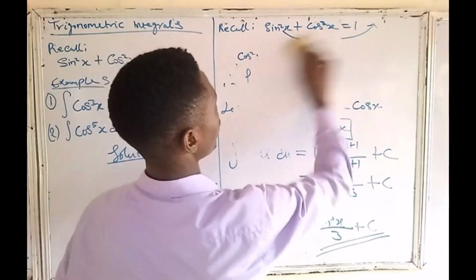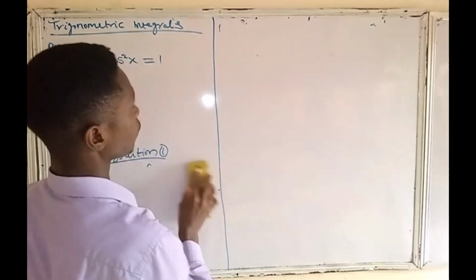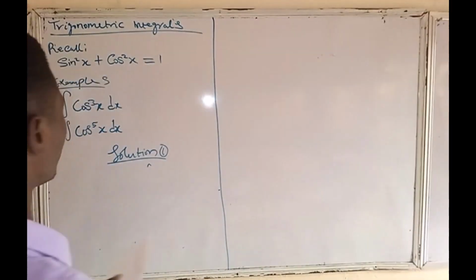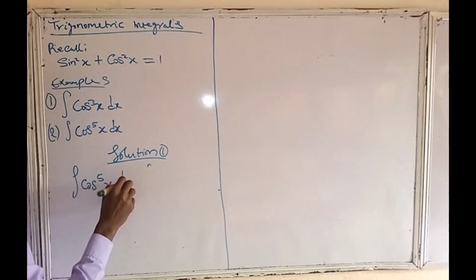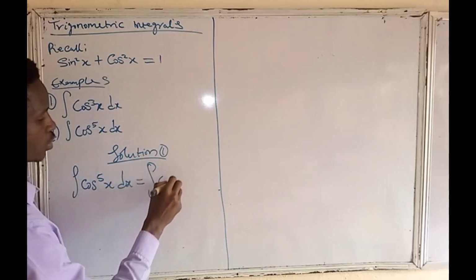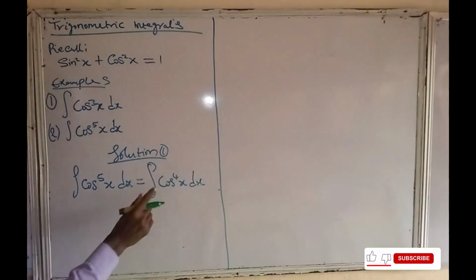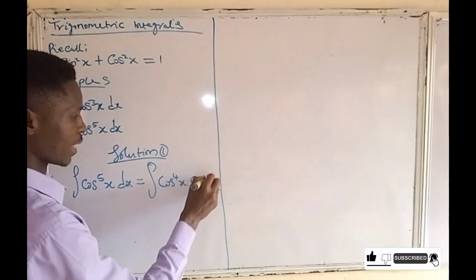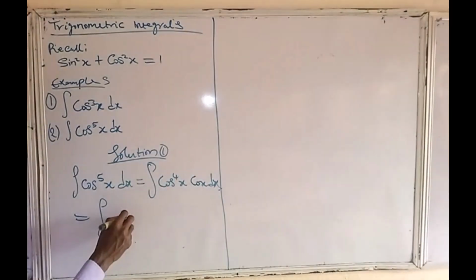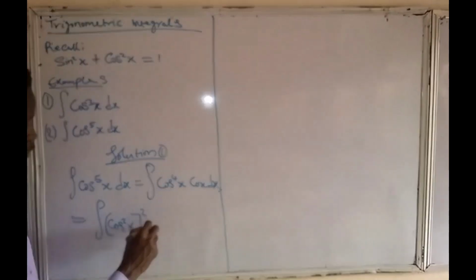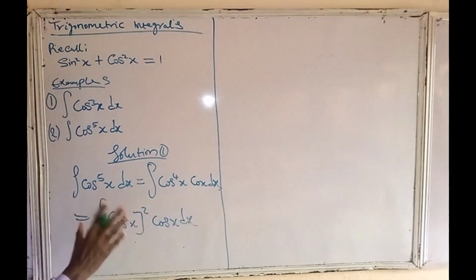Question number 2 will be a bit longer. Okay, question number 2. We have the integral of cos⁵x dx. This should give us the integral of cos⁴x dx. It should be cos⁵x dx since we shifted 1. So this also can be the integral of cos²x raised to the power of 2 cos⁵x dx. So finally, we are settled here, so we can manipulate it now.